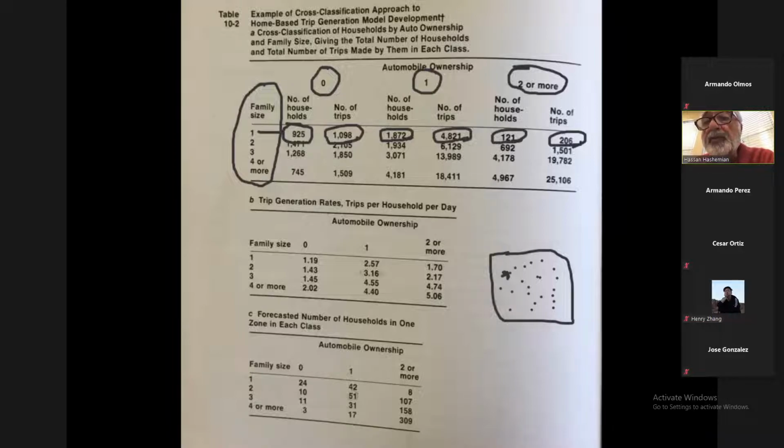So for instance, for two persons in the household, if they said we are two people in the household, they made, there was 1,900, no, 14, whatever it was. Let me erase that and see. Okay, 1,471. And the total trips that they made was 2,105. And so on. Those people had no cars. So there were two people in the household with one car, 1,934, and they made 6,129 trips, and so on. Does everyone understand this table?